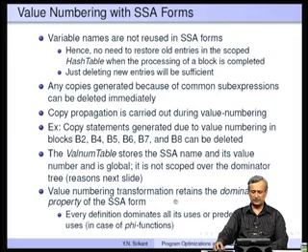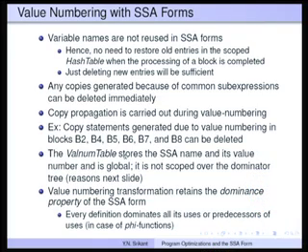And value numbering transformation retains the dominance property of the SSA form. What is the dominance property? Recall this: every definition dominates all its uses, or predecessors of uses in the case of Phi functions. So, the conditional constant propagation did not violate any of this, it actually preserved the dominance property. The value numbering transformation also preserves the dominance property.